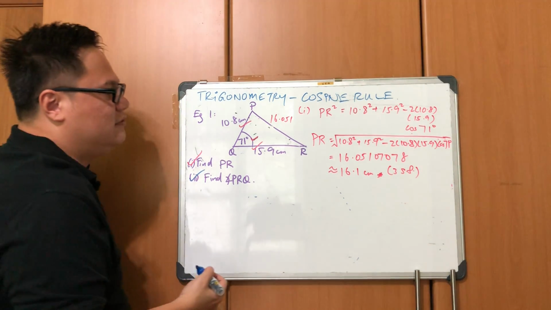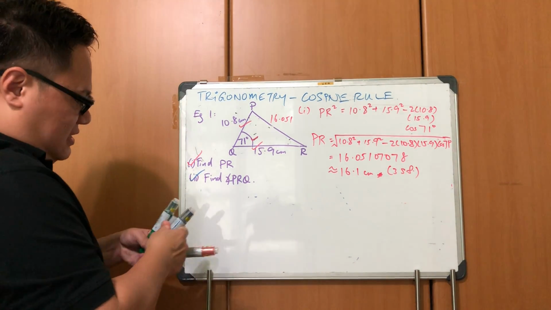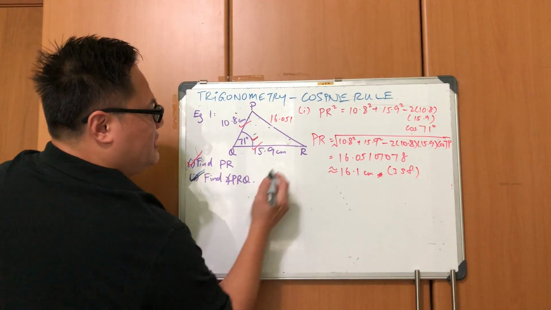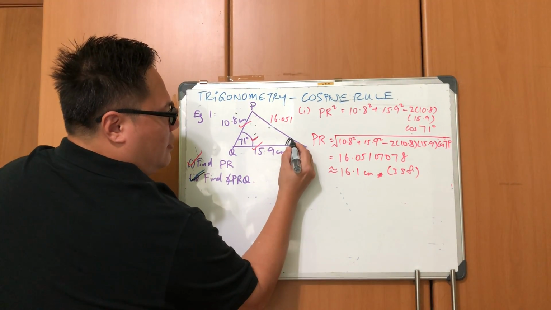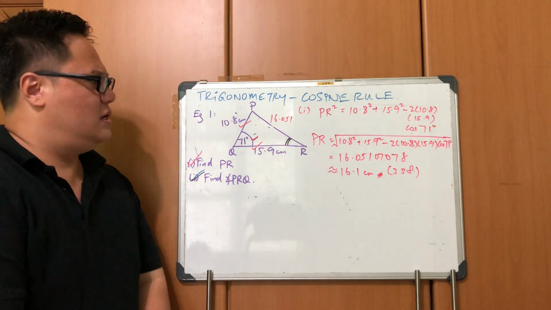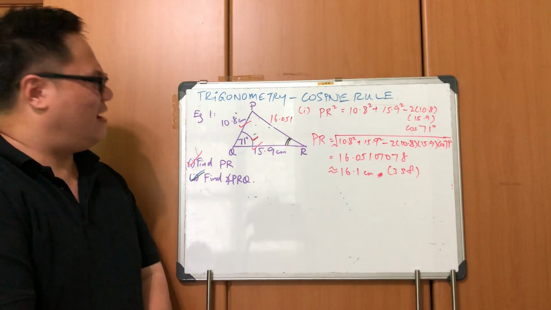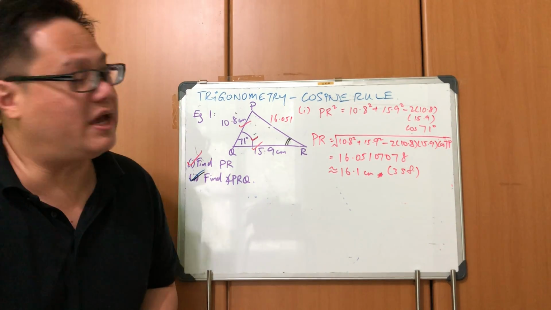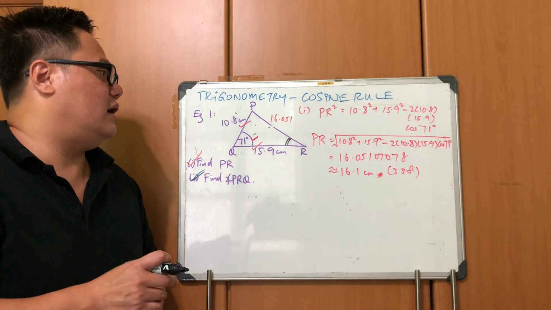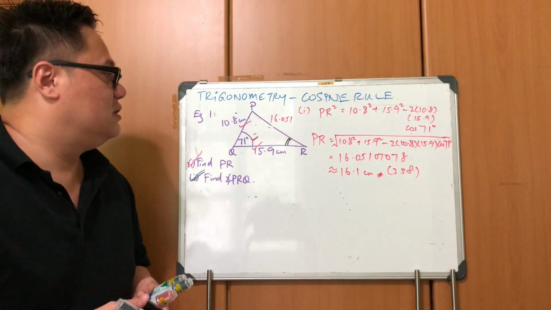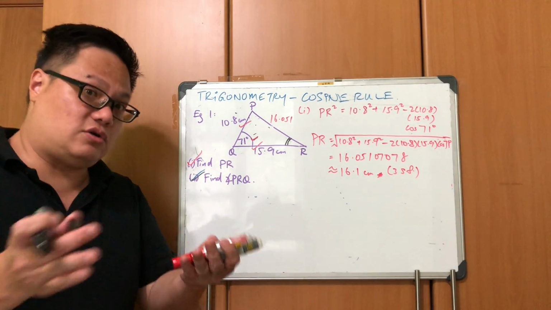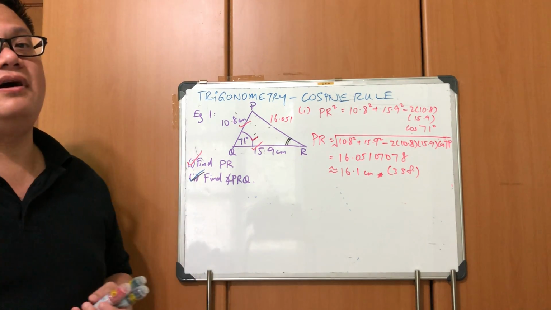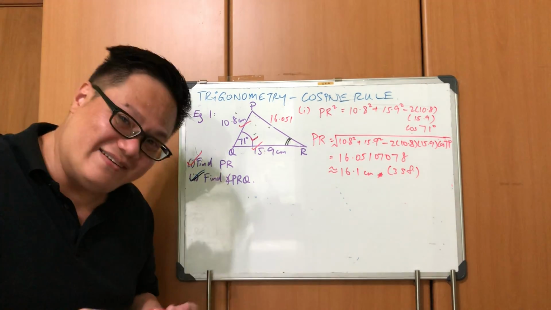So now I'm trying to find what is this? What is this PRQ here? What is this angle here? How do I find it? Some of you say, Sir, can I use cosine rule also? Of course you can. You can use cosine rule or sine rule, it doesn't matter, but I will prefer the sine rule.